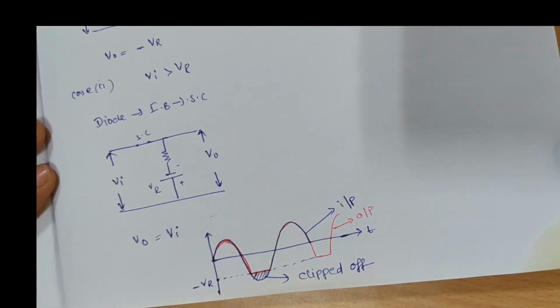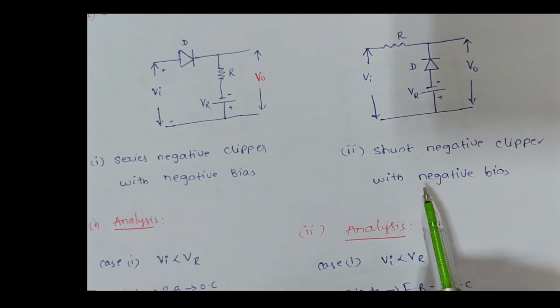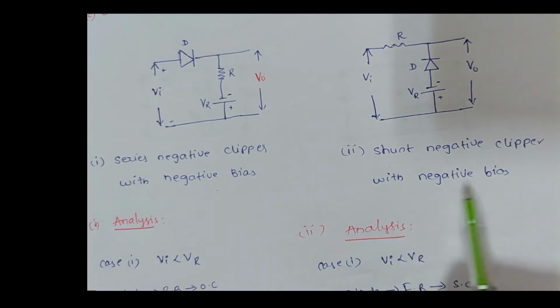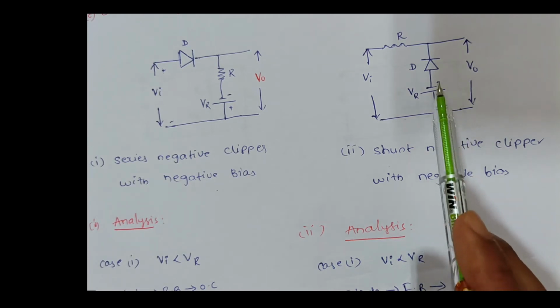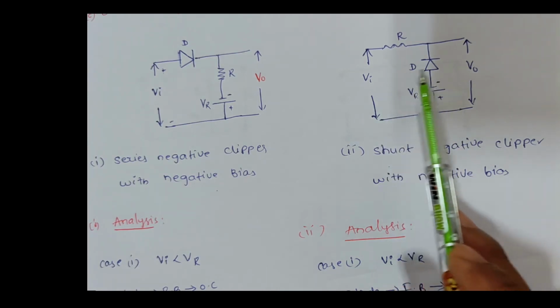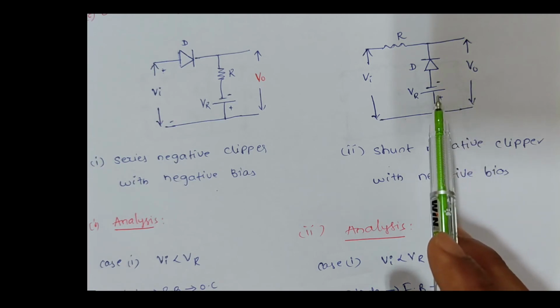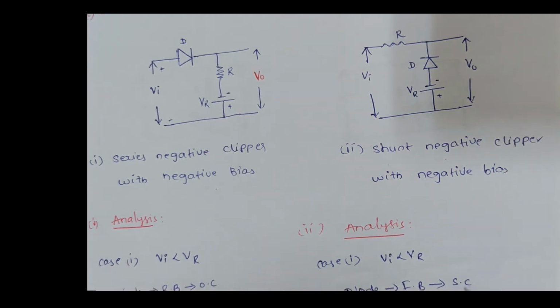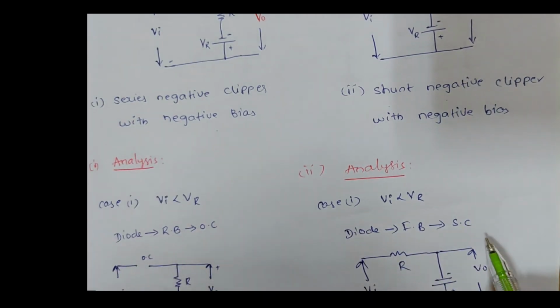Similarly, we will analyze the second circuit. It is the shunt negative clipper with negative bias. In this, we consider case 1, when Vi is less than VR. Here VR is connected to the anode terminal and Vi is connected to the cathode terminal. So when the anode potential is more compared to the cathode terminal, the diode becomes forward biased and it is acting as a short circuit. So now we can draw the equivalent circuit like this.